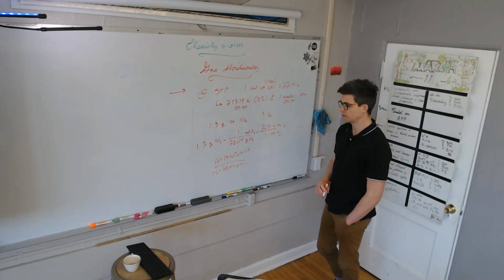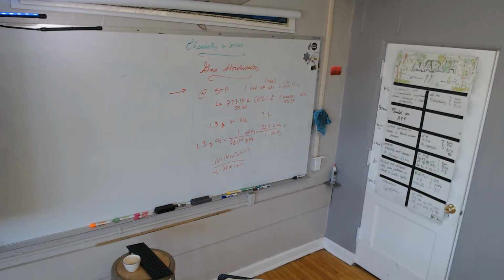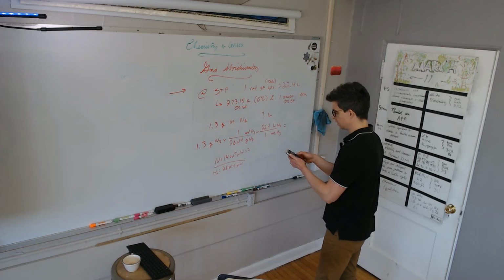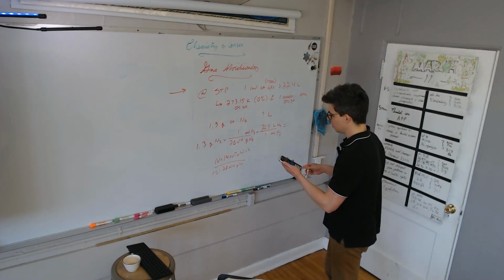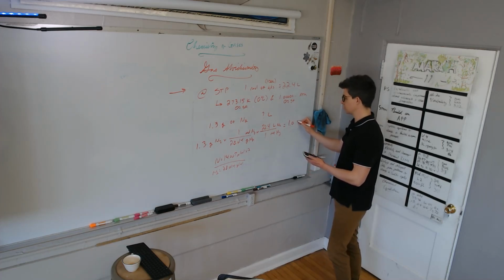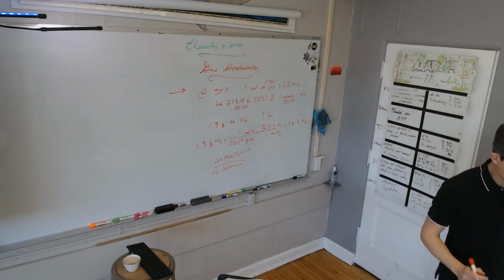And with the very, very light calculator work, simply typing in 1.3 divided by 28.014 times 22.4, we end up with 1.0 liters of nitrogen. So that's sig figs. And this works in reverse too.